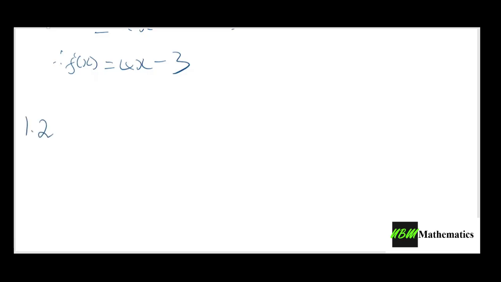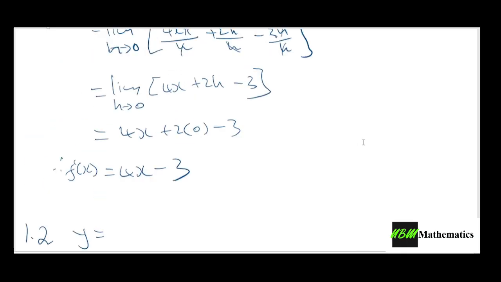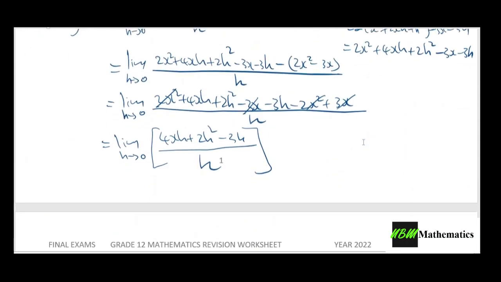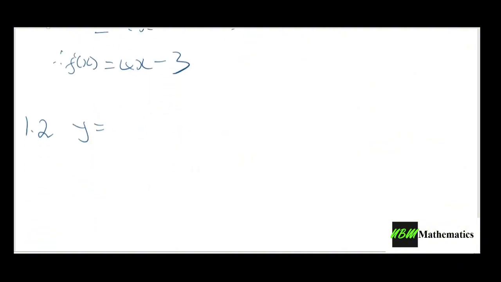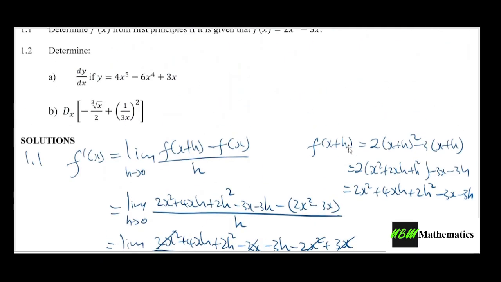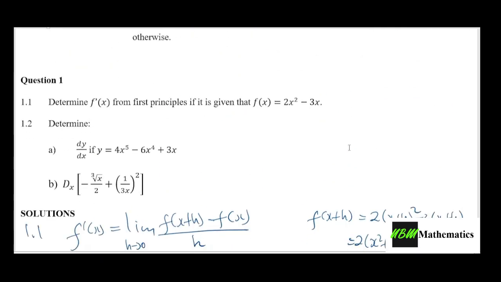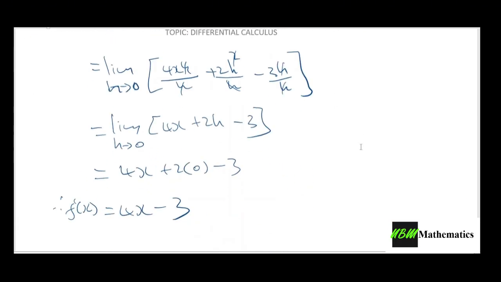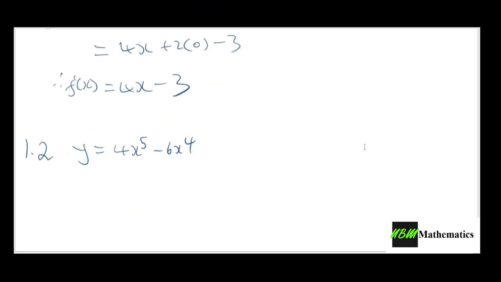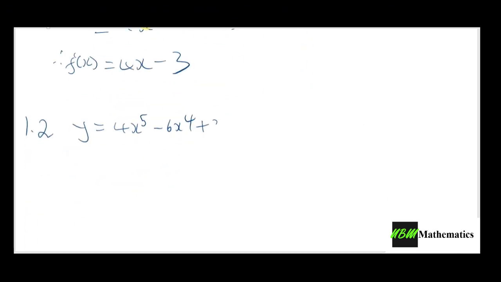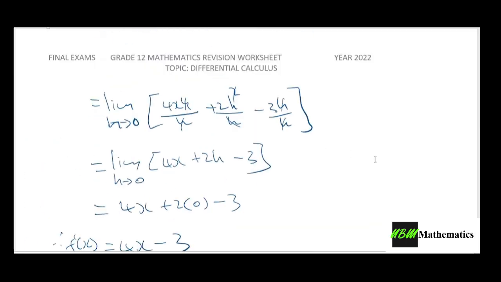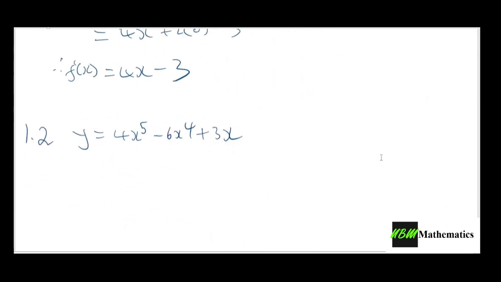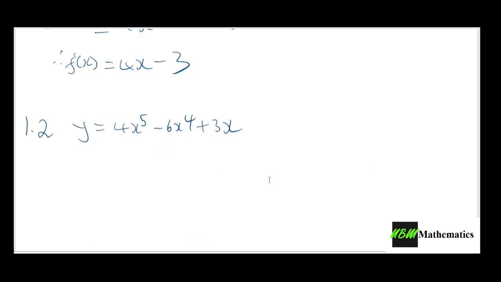Question 1.2. We have y is equal to 4x to power 5 minus 6x to power 4 plus 3x, not 4x cubed. And from that, we need to determine dy dx. Meaning we need to find the what? The derivative, the derivative with respect to x.